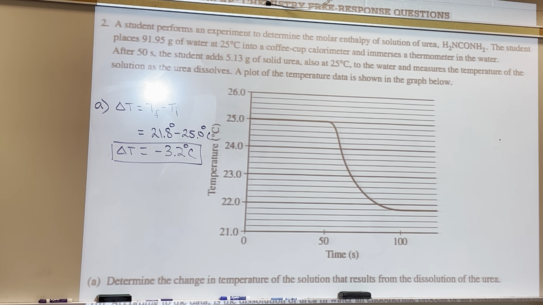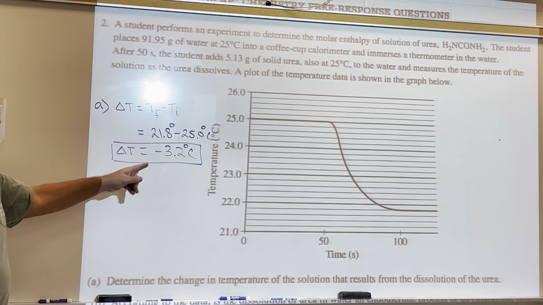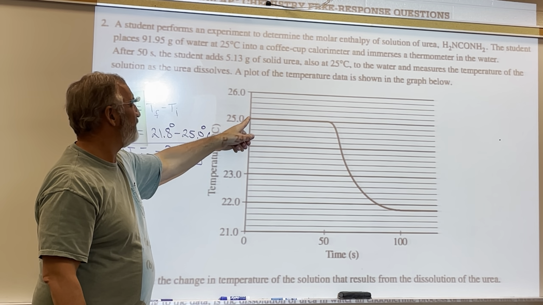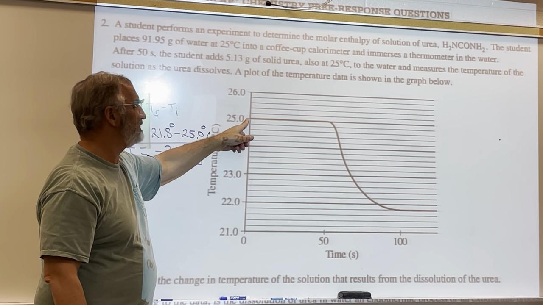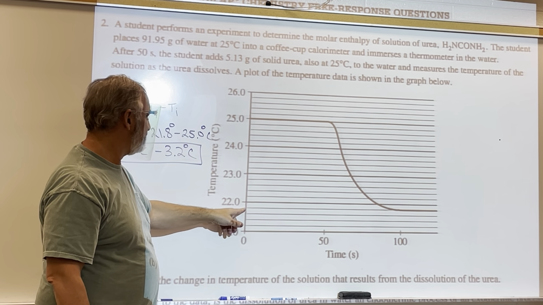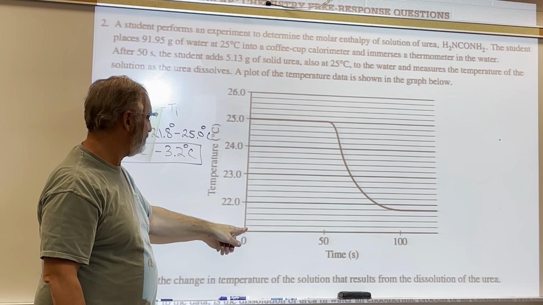Would you go to the hundredths place or tenths? Just tenths. This is tenths place. Because on a graph like this, you're at 25.0. They're already kind of telling you the sig fig. Okay? All right. So it's right on this line, so I know it's going to be 21.8.